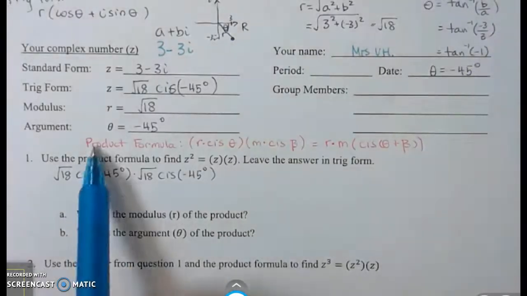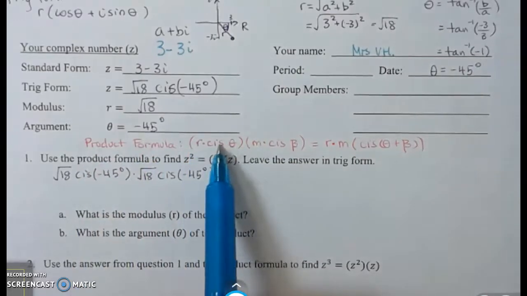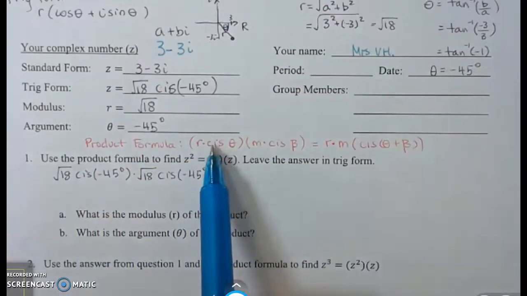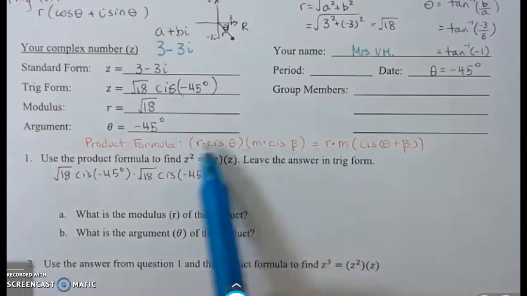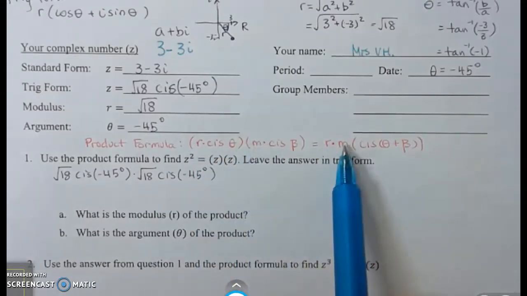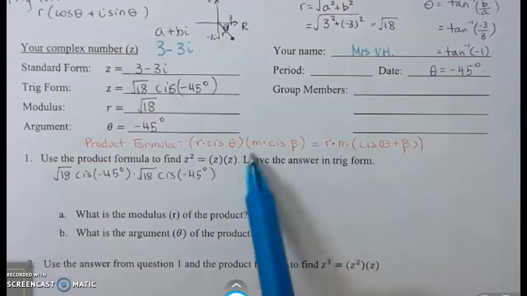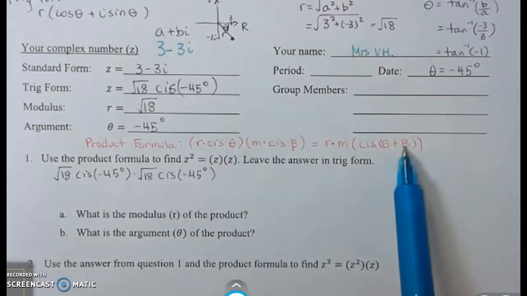Okay, and remember the product formula from last class. When we were multiplying one complex number in polar form by another complex number in polar form, all you need to do is multiply the radius, or in this case modulus. We're going to start to use the word modulus, and add the argument. You just need to add the arguments.